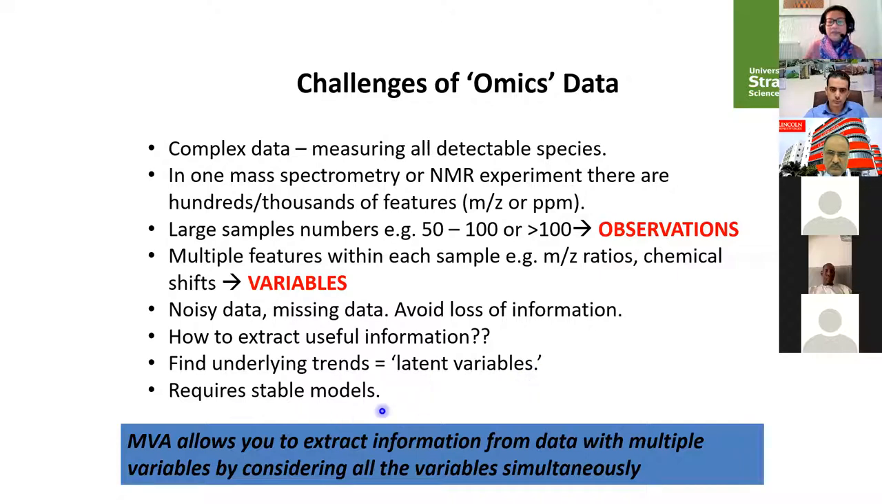And finally, we need to get a stable model. To be able to satisfy all these challenges, the only way to do this is to use multivariate analysis. This allows us to extract information from the data using multiple variables. By considering all the different variables simultaneously, we are able to separate noise from important data without losing any information. So again, the answer to that is multivariate analysis.